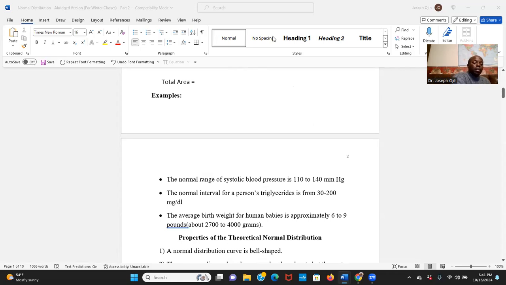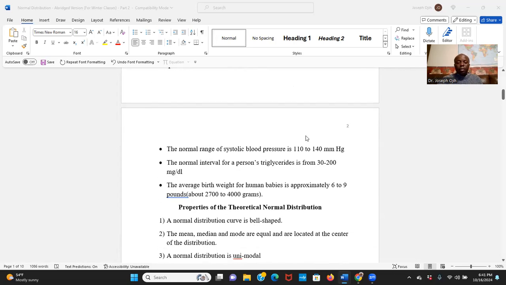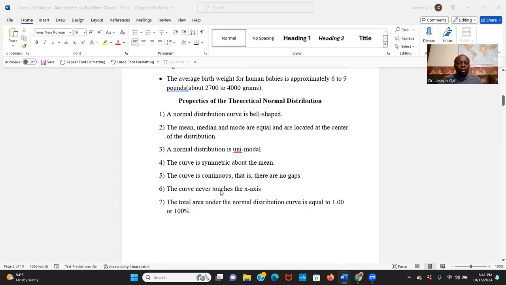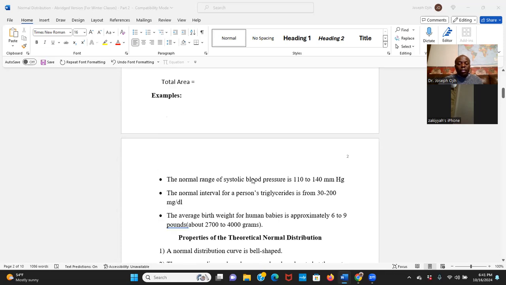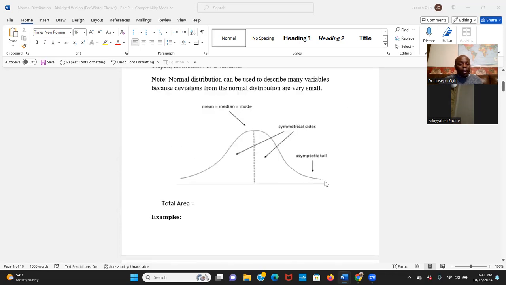This one says the curve never touches the x-axis. As you can see, it doesn't touch it. It gets closer, but never touches it. So that is an asymptotic tail.